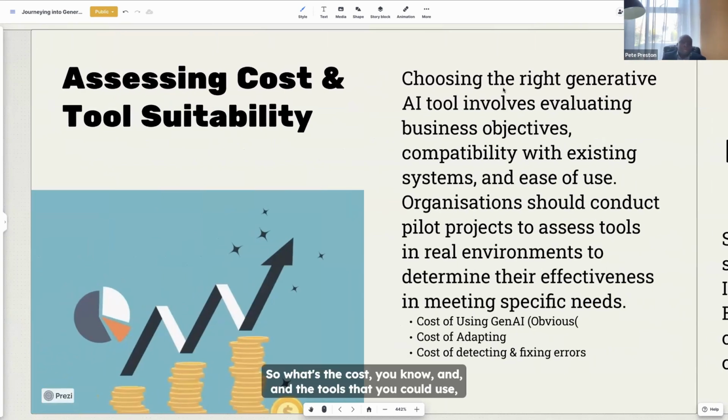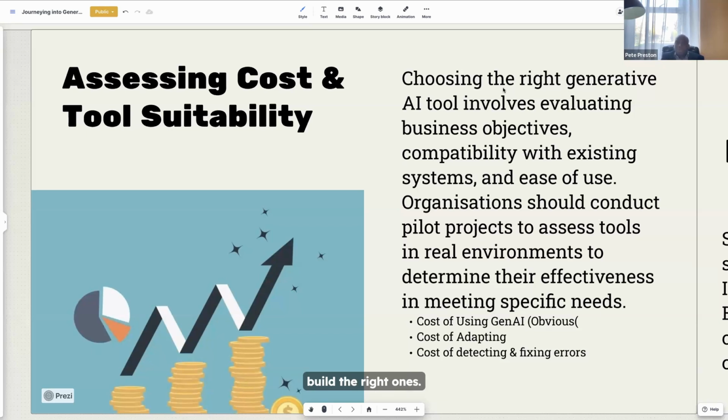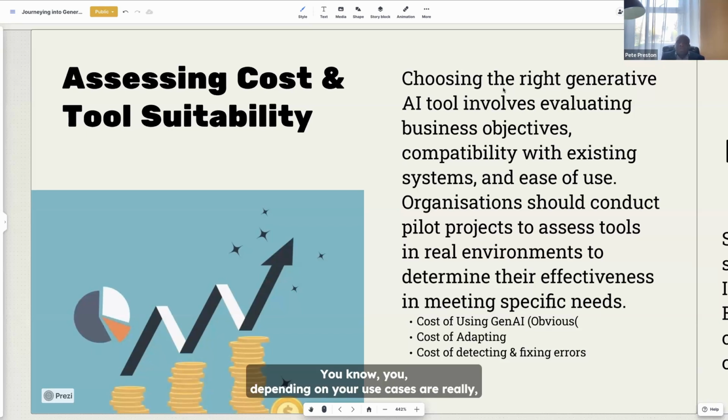So what's the cost, and the tools that you could use? Like I said, if you came to our platform, there's about 18,000 tools that we have on our platform, whereby you can find all these tools, but you still need to be able to see how you can use them in ways that would help you better in terms of your work objectives, your business objectives. So choosing the right one is key. Working with people who can help you build the right ones, depending on your use cases, is really, really key.